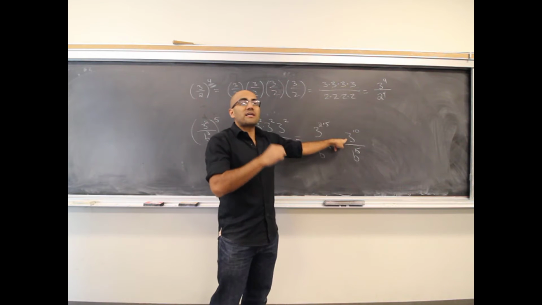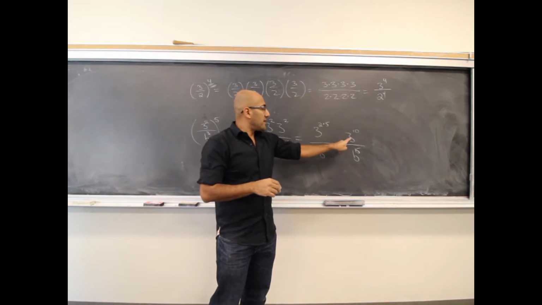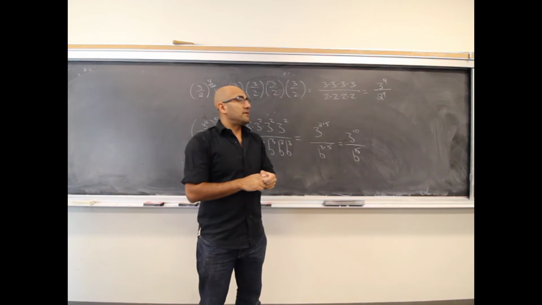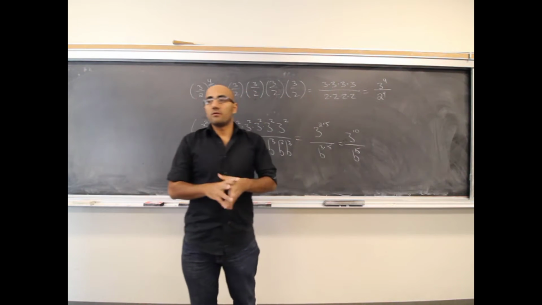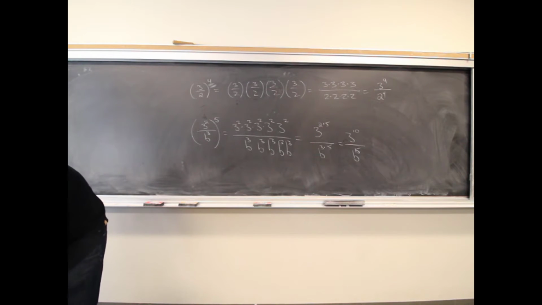But if this number turns out to be too big, then it just really doesn't look good, right? What is 3 to the power of 10? How many digits are in that number? 5. It's a 5-digit number? Yeah.